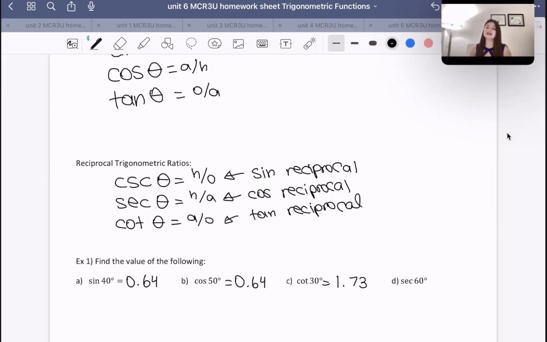For secant of 60, well, secant is associated with cosine, so we're going to say 1 divided by cosine of 60 is equal to blank, and we end up getting 2. So the secant of 60 degrees is equal to 2. Very good. All right, let's move on.